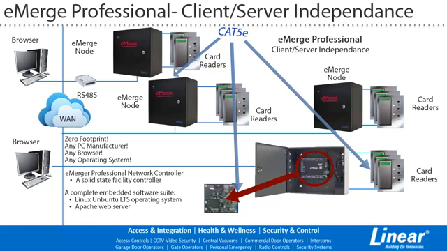Every one of the nodes maintains a copy of the database itself, up to 20,000 cardholders in every single one of those nodes. In the event of a network connectivity failure, unlike the client-dependent model in the previous slide, it still maintains a full copy of the database, access levels, and all of the time specs that we have in our solution. That means that it will still continue to grant access, even in the event of a network connectivity failure. This is one of the many reasons that the eMerge Professional might be the right solution for your next installation.